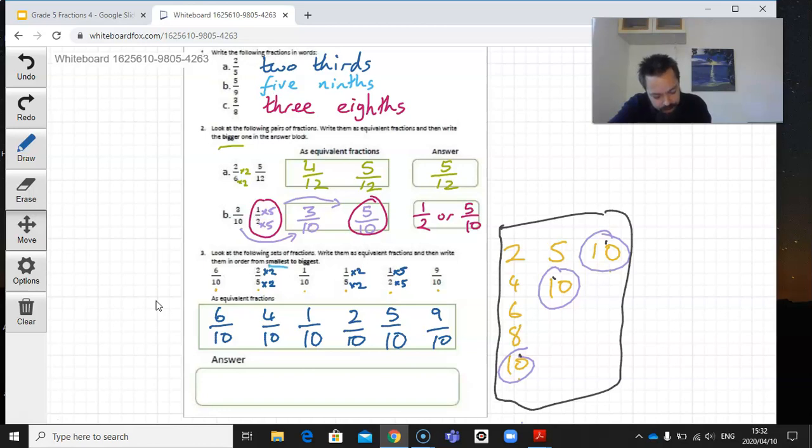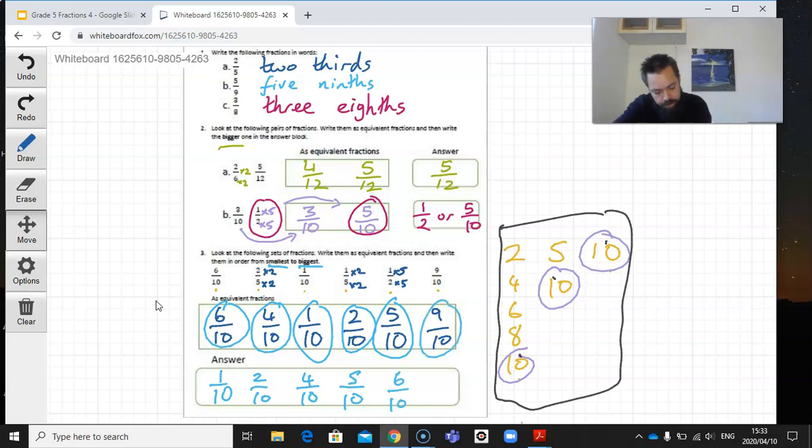The question asked us to go from smallest to biggest. Now that our denominators are all the same, I can just look at the numerators. So I see that this one here is my smallest. This one here. By circling them or by crossing them out, I can see that I've already used them, and it makes it easier for me to find what I still have to sort out. So the next one is 4 over 10, 5 over 10, 6 over 10, 9 over 10. All right, so there we go.